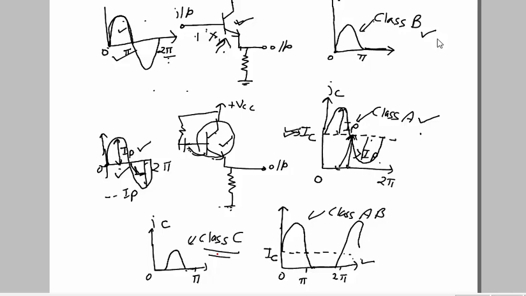Now let us study these one by one in detail, or we will revise first. Class A, full 360 degrees, you can see here. Class B, 180 degree conduction. Class AB, 180 to 360 degrees. Class C, less than 180 degrees. This is the main criterion according to which the output stages are classified. Now we are going to see all of these one by one in a formal manner.